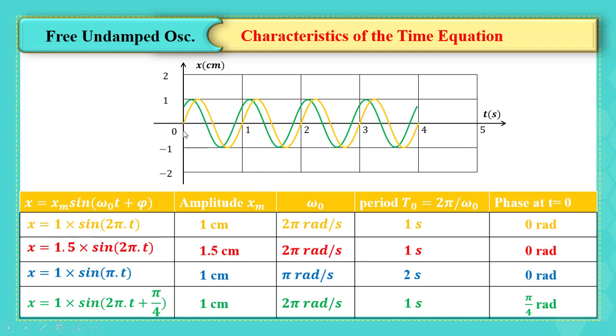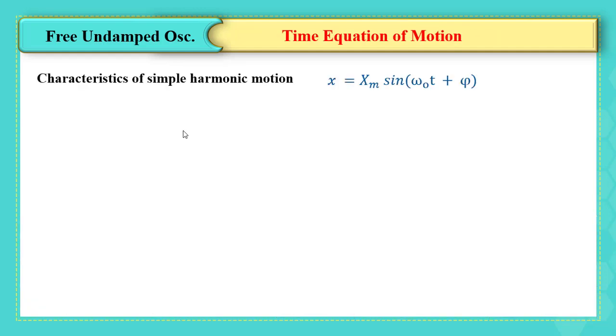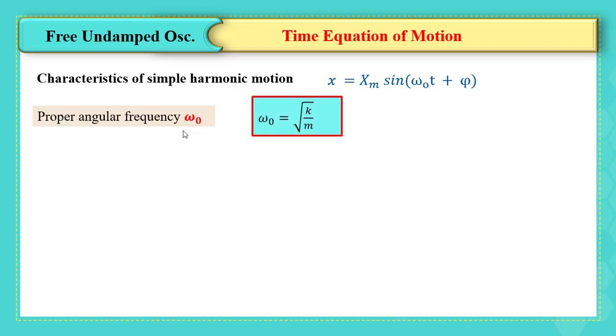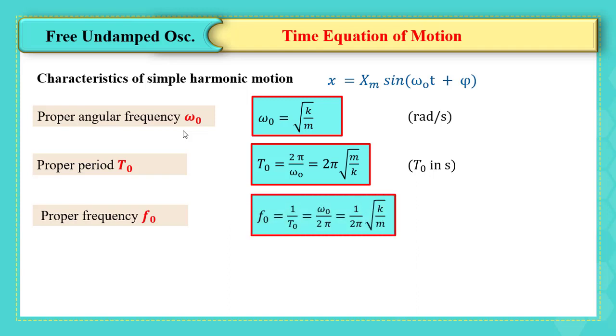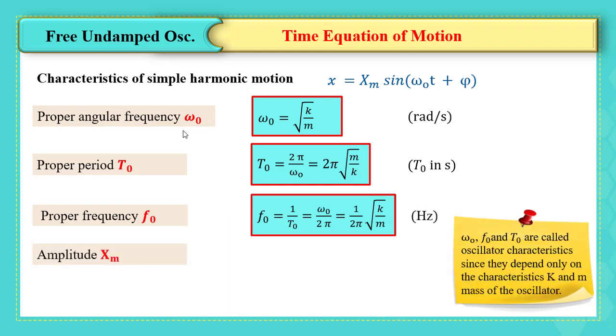The time equation then for simple harmonic motion can be written as x equals xm sine omega 0 t plus phi, where its characteristics are to be studied by heart, expressions and names. The proper angular frequency omega 0 is radical k over m. Proper period T0 is 2 pi over omega 0, which is 2 pi radical m over k. Proper frequency, which is 1 over the proper period, is then 1 over 2 pi radical k over m. The amplitude is xm, and note that omega 0, f0, and T0 are called oscillator characteristics since they depend only on the characteristics k and m of the oscillator.